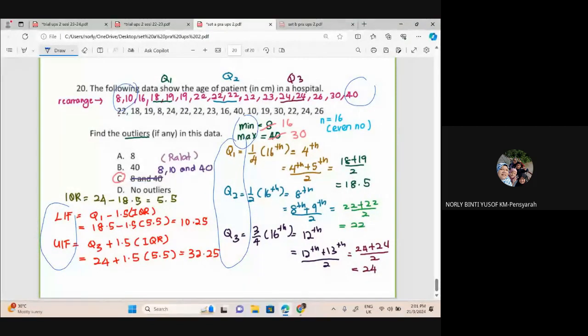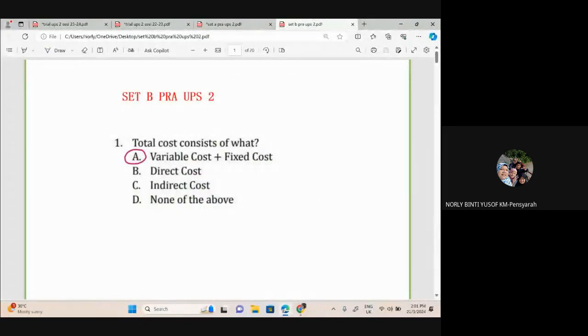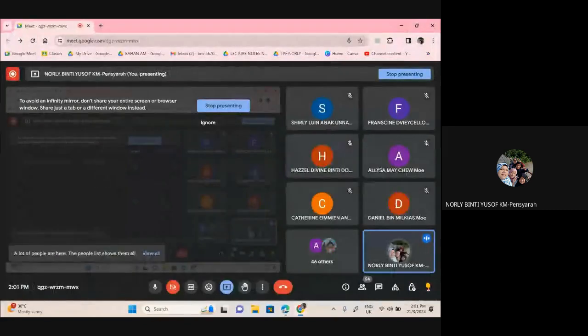Okay. So nanti set B tengok sendiri dekat GC. Sama konsep dia. So itu adalah revision untuk you punya set UPS. So good luck untuk jawab esok malam. Make sure jawab dalam pukul 9 hingga pukul 10 dalam GC.